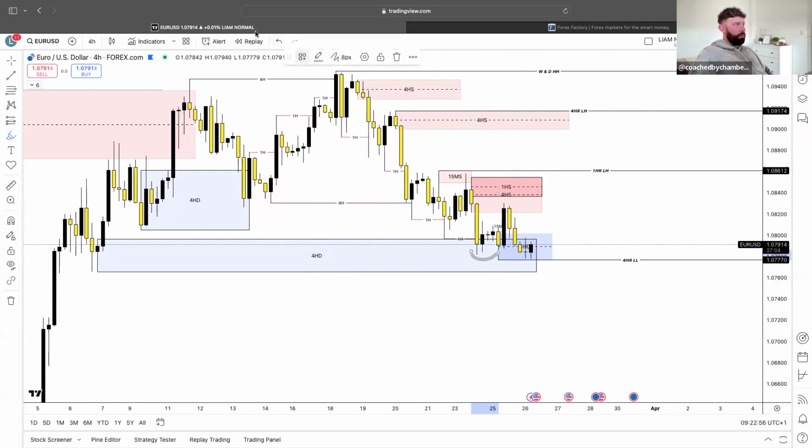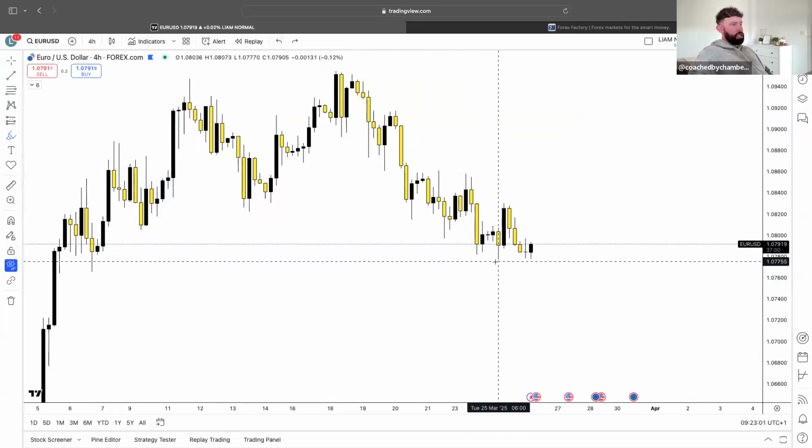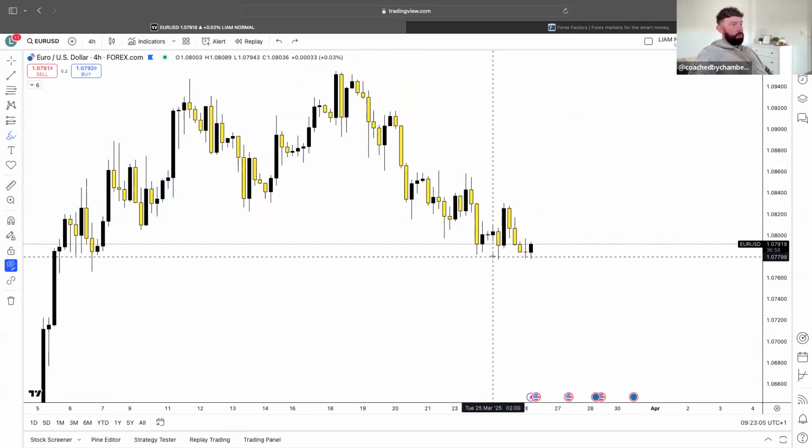We failed to close below this. Let me just get rid of this. Look, you can see we wicked below, so we failed to close below this. We failed to close below this again. So I don't know.